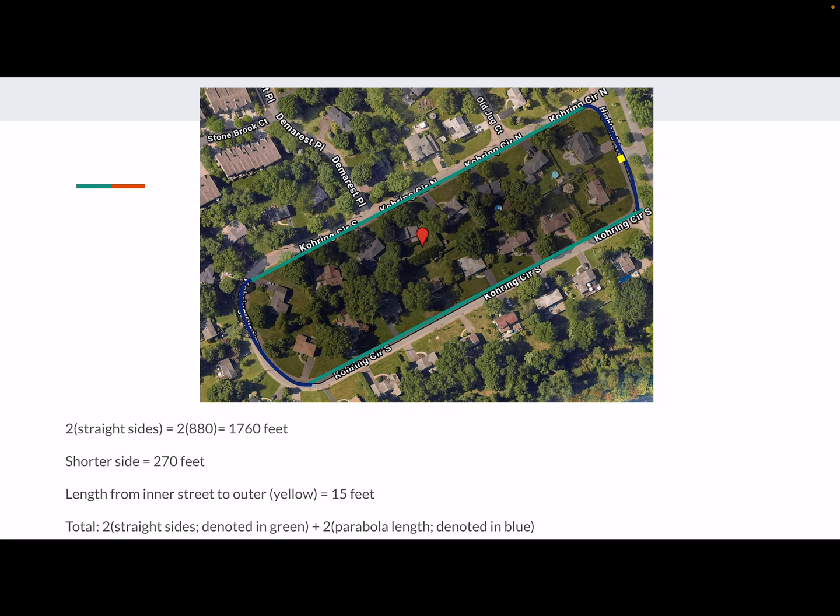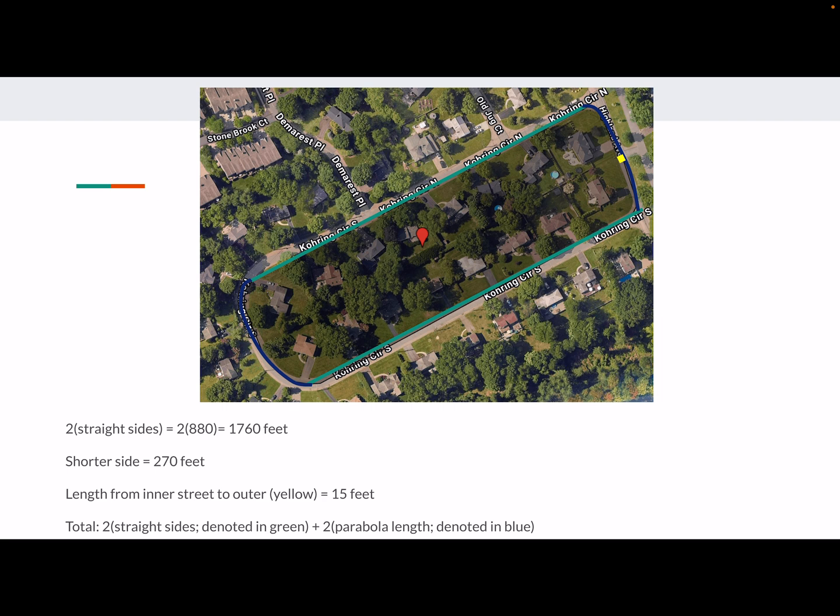Using the Google Maps tool, I found that these straight lengths are 880 feet each, so 2 times 880 is 1,760 feet total. And then the shorter side, taking a very rough estimate without accounting for the curve of the arc and just taking it from a straight edge from one end to the other, measured out to be about 270 feet each.